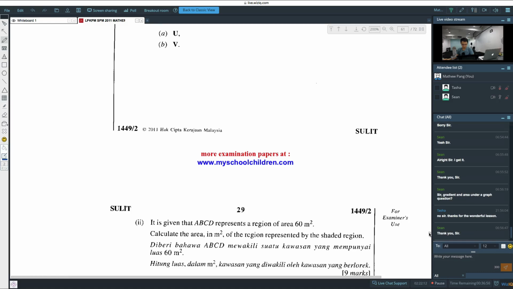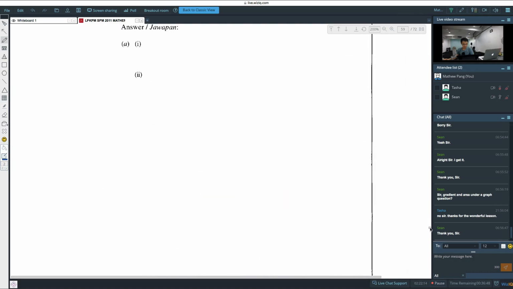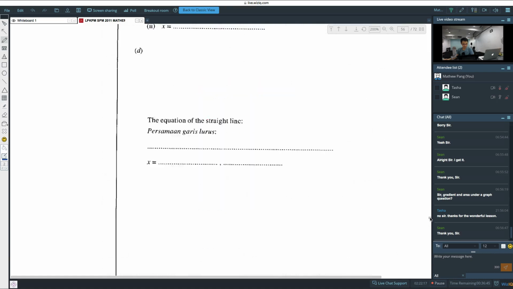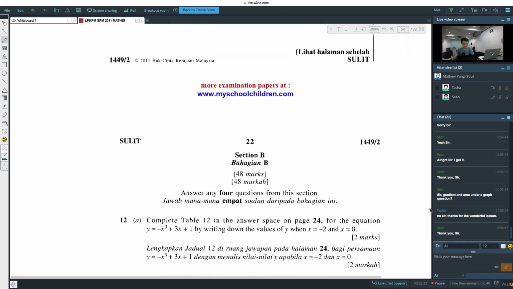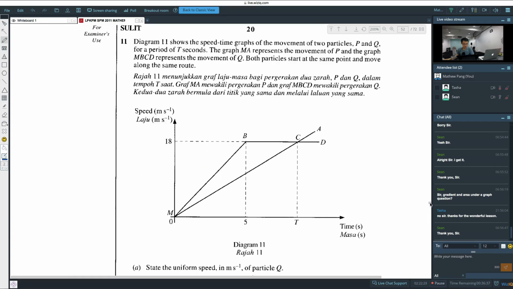Okay. Diagram 11 shows the speed time graph of the movement of P and Q. The graph MA represents the particle P, this one. And MBCD represents the movement of Q. Both particles start at the same point and move along the same road. Okay, calculate the uniform speed. Actually it's not calculate, it's state. Whenever you see the word state, you can straight away write the answer. You don't need any working. So state the uniform speed of particle Q.